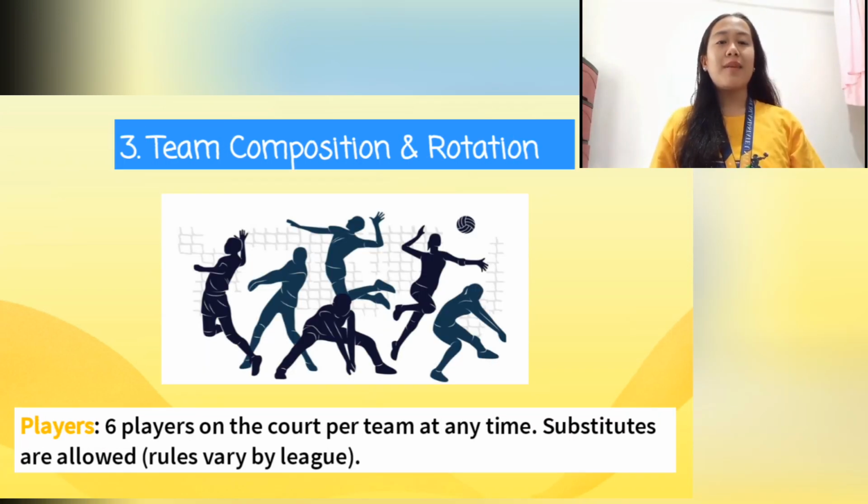So next is the team composition and rotation. So the players must be 6 players on the court per team at any time. So substitutes are allowed. Rules vary by league. So 6 dapat ang naa sa court every team basta magdula, and then substitution if needed or rules vary sa kada duwa.